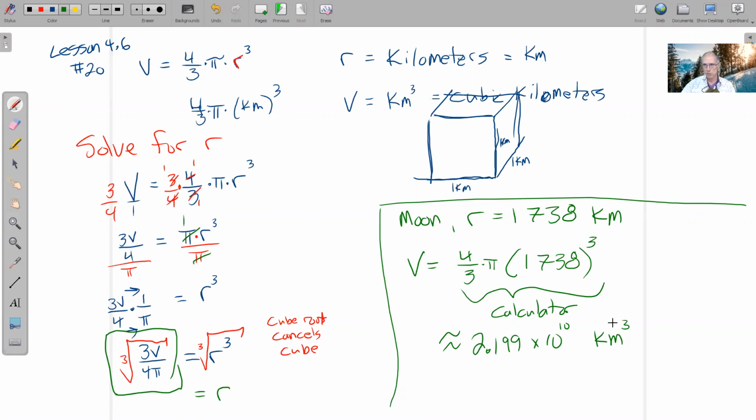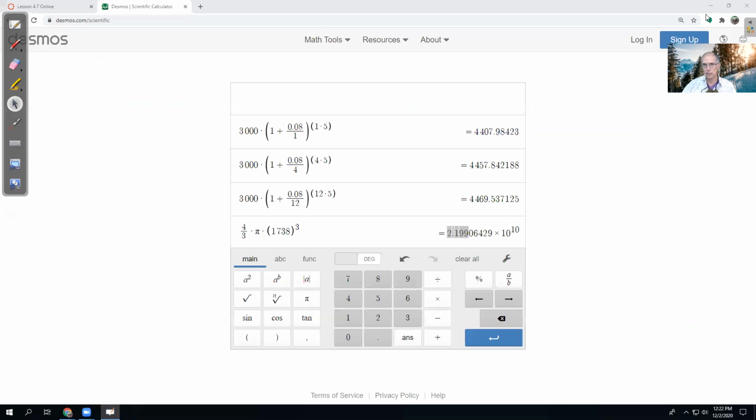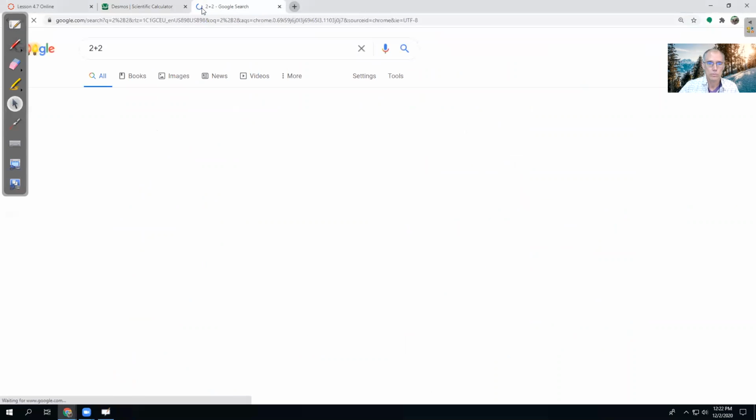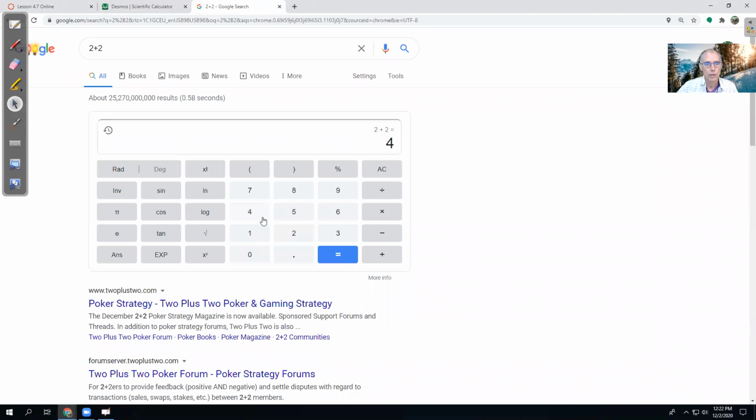Now some calculators might display that differently. Did anyone on their calculator get an E in there? No, I used the Desmos. Desmos was good, okay.